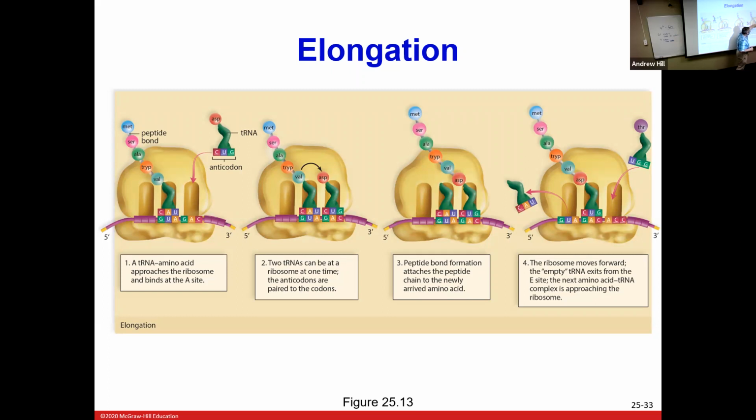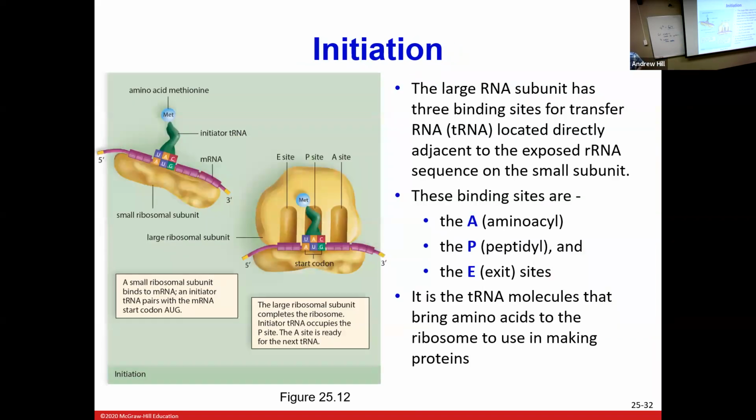We have an unoccupied A site and now a new transfer RNA with its associated amino acid can come in and occupy the space, and then the process continues over and over again. Go ahead. So it always starts in a P site? Yeah, it always starts in the P site. So if we go back there, it's a good question.